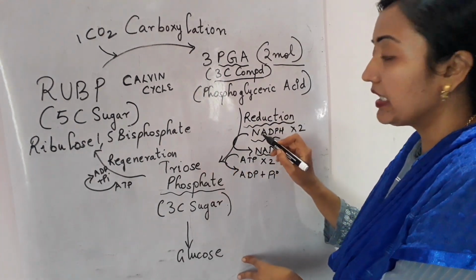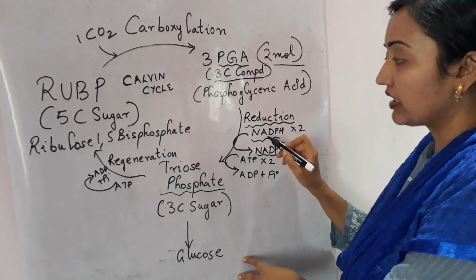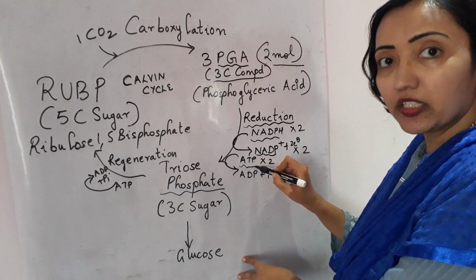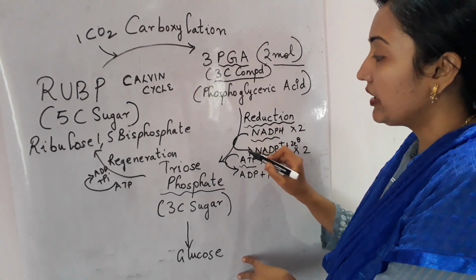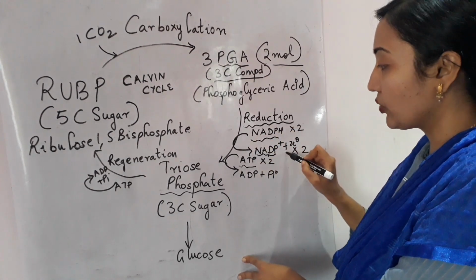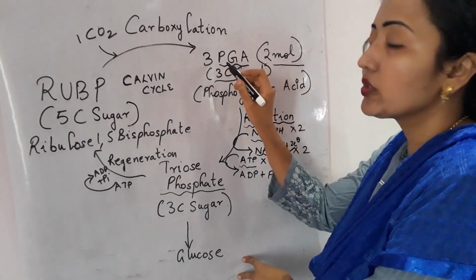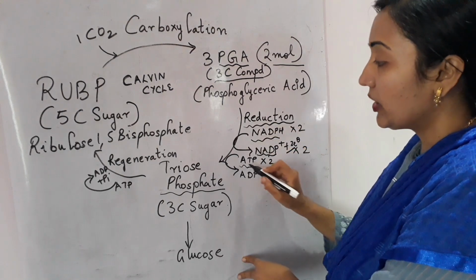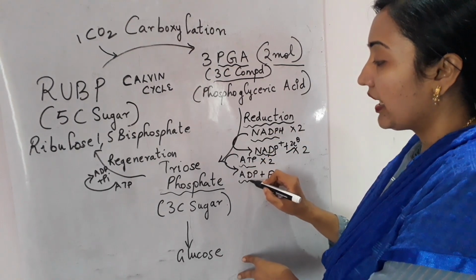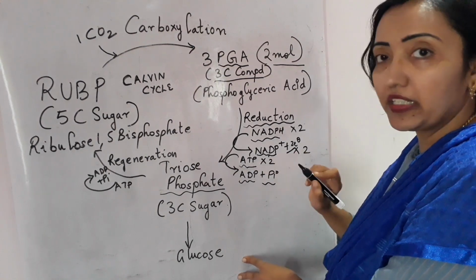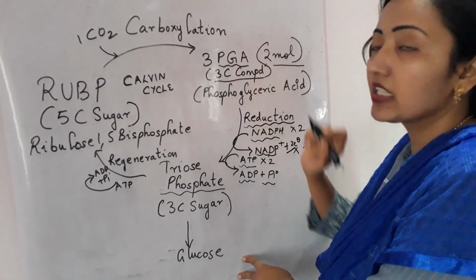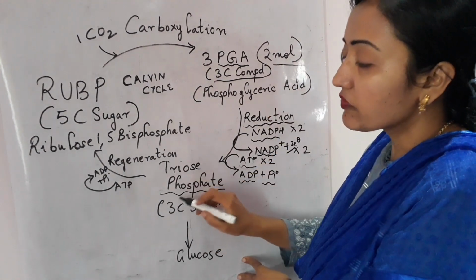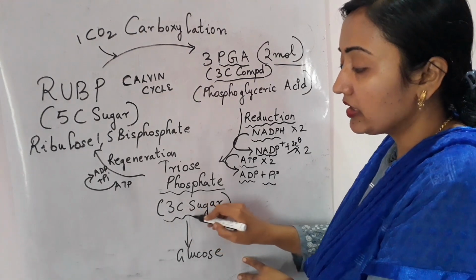During this step, NADPH is utilized by 3-phosphoglyceric acid. NADPH is a byproduct of the light reaction, and ATP is also a byproduct of the light reaction. NADPH converts into NADP plus 2 electrons, and these electrons are given to 3-phosphoglyceric acid. 2 molecules of NADPH are utilized. Similarly, ATP converts into ADP plus phosphate. 2 molecules of ATP are utilized and the energy is given for this reduction reaction. Now, triose phosphate is produced, which is a 3-carbon sugar.